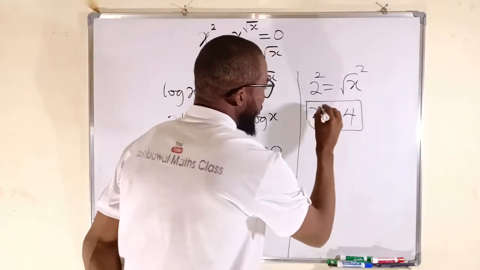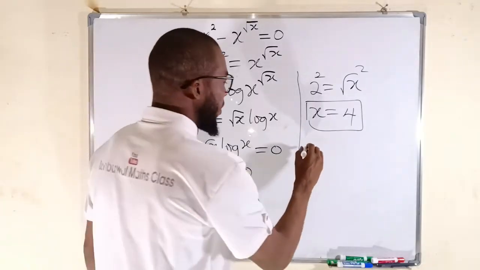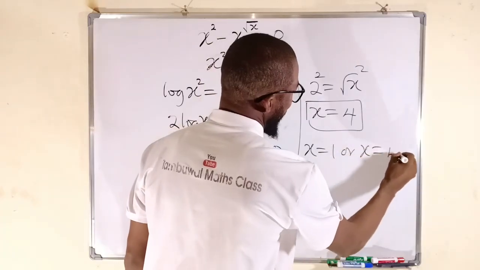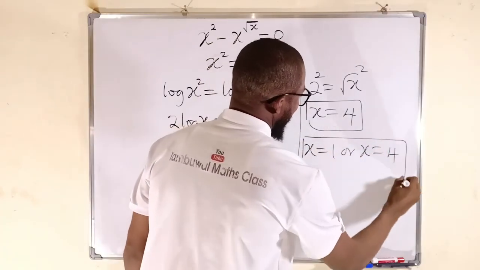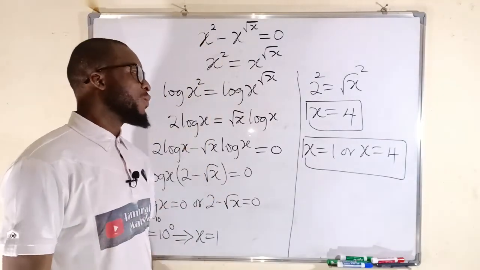And hence we have 2 solutions here. x could either be equal to 1 or positive 4. x equal to 1 or x equal to 4 is our valid solution. I told you 0 cannot satisfy this equation.